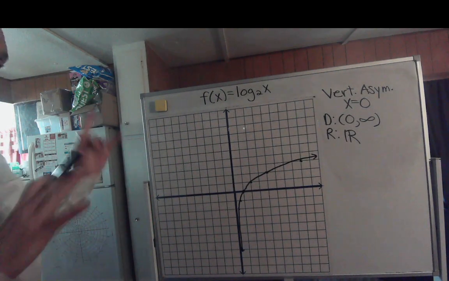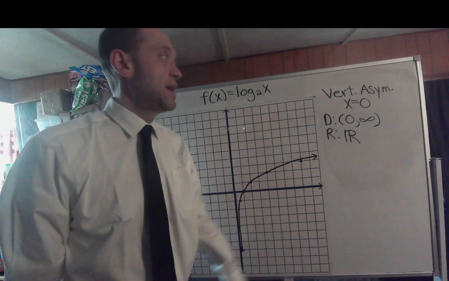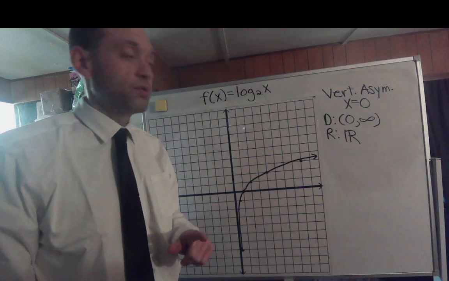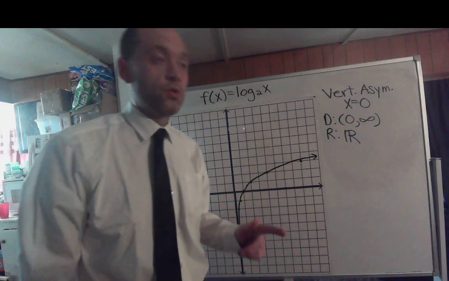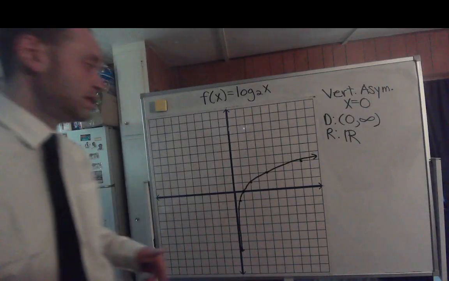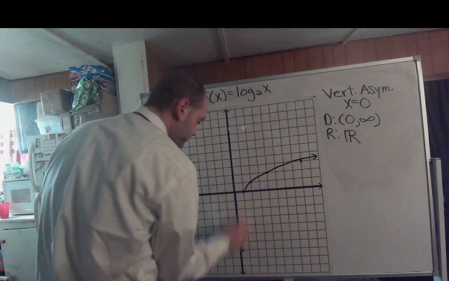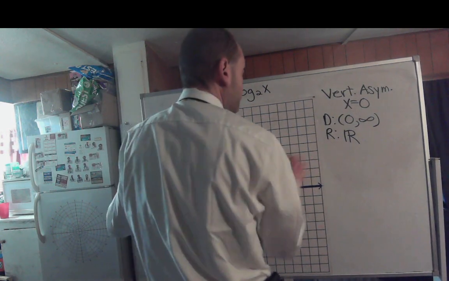Now with the exponential function, it was the opposite. You had a horizontal asymptote at y equals 0. Your domain was all real numbers, but your range was from 0 non-inclusive to infinity. All right. Let's talk about reflections again.